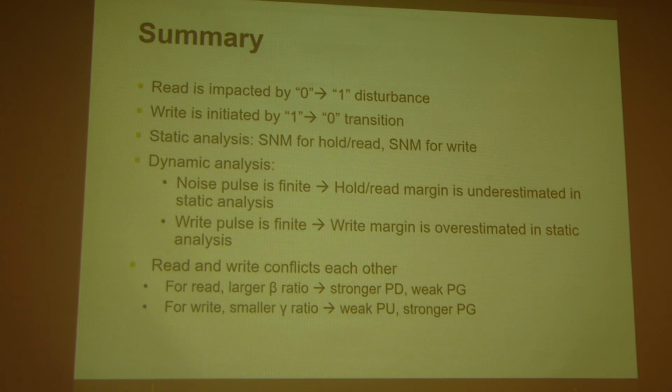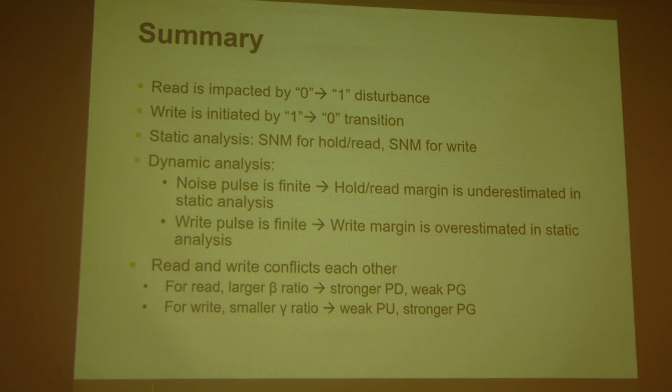Okay, so this is a brief summary of what we discussed. For the read operation, we need to consider this 0 to 1 disturbance. We want to prevent this one from happening. And then for the write operation, we need to consider the 1 to 0 transition, and this one happens first. We need to make sure we have enough pulse width to make sure this 1 to 0 transition happens.